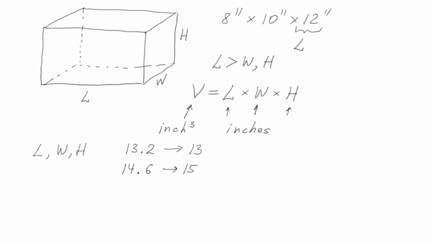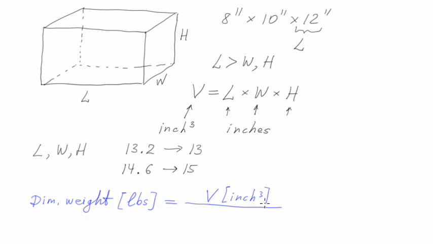So now let's write the equation for dimensional weight. Dimensional weight is determined in pounds, and it's defined according to the following equation. Dimensional weight, which is determined in pounds, is equal to the volume of the package determined in cubic inches divided by 194.